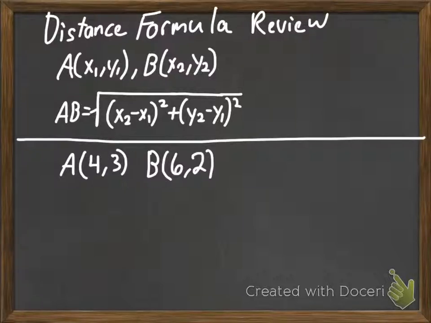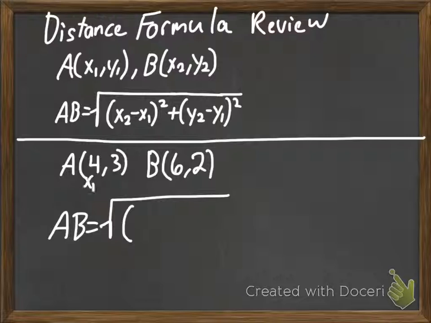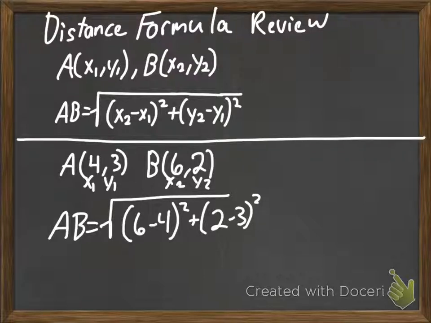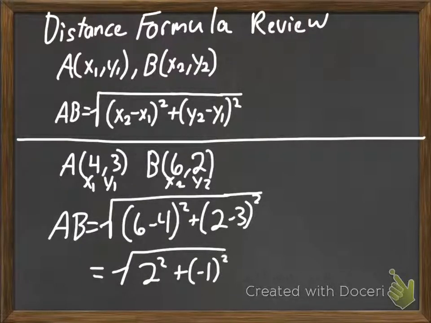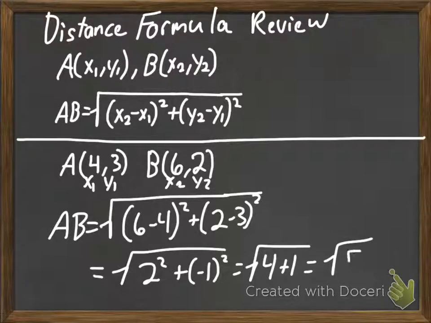Let's do this example with you. We have AB and we want to find the distance. So it's the square root of, call this x1, y1, this x2, y2, 6 minus 4 squared plus 2 minus 3 squared. Which leaves us with 2 squared plus negative 1 squared, which equals 4 plus 1, which is equal to square root of 5. So AB equals square root 5.